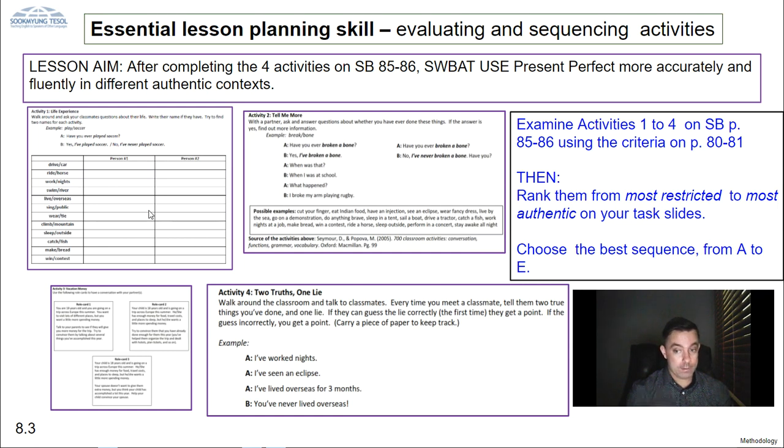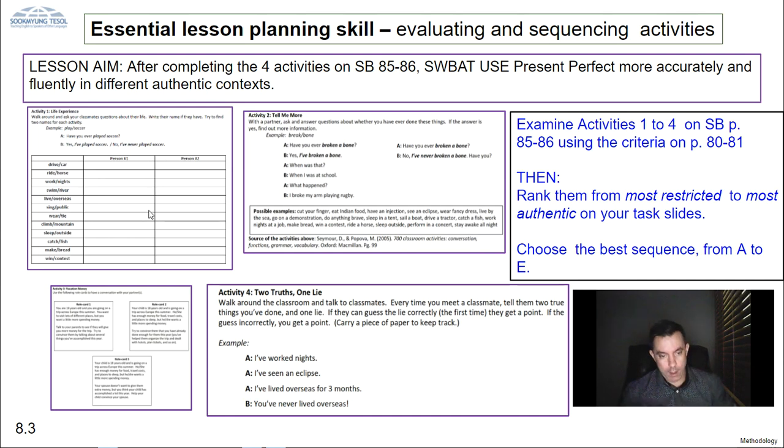This one is very, very heterogeneous. Why? Because with tell me more, the lower level student is going to say, I broke my bone, it hurt. The higher level student, again, says as much as they can. So very heterogeneous with that open-ended question. All right, so you have activity 1, activity 2. What are they in relation to each other?